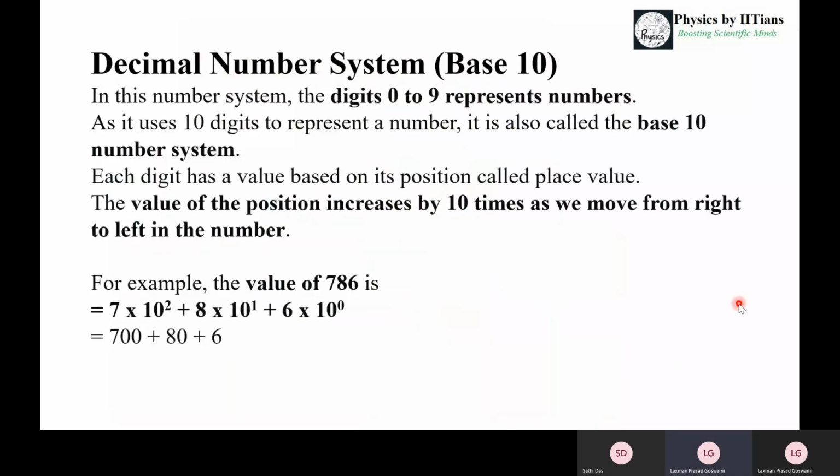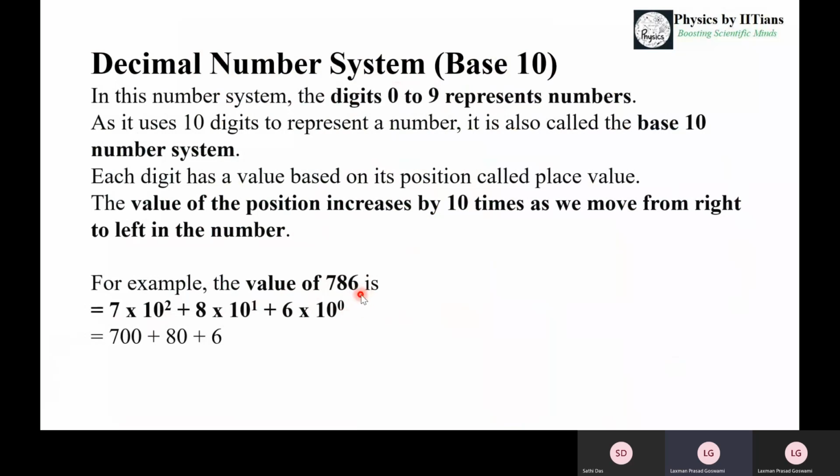So let's start with the decimal number system. Decimal means 10. So the base of this number system is 10. So we have 10 digits from 0 to 9. Suppose we want to write the number 786 in this number system, we will see that 7 is at the 100th location, 8 is at the 10th location, and 6 is at the unit location. So this number can be rewritten as 7 into 10 to the power 2 plus 8 into 10 to the power 1 plus 6 into 10 to the power 0.